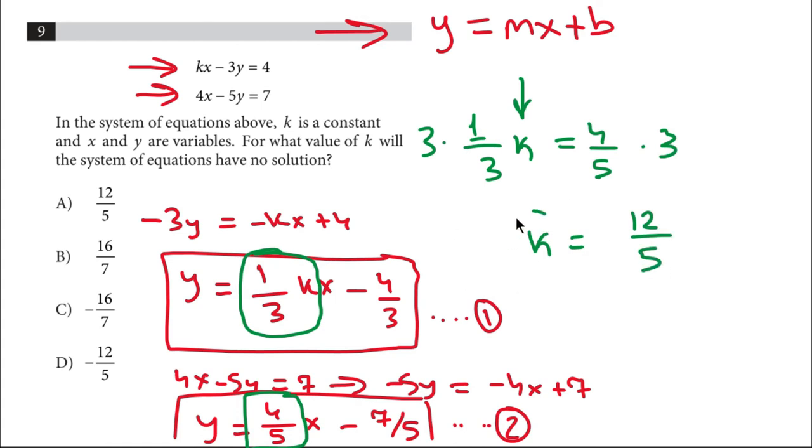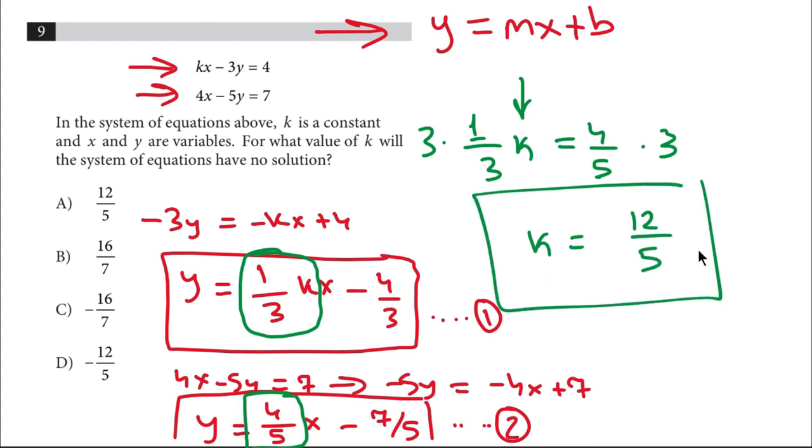And therefore when k is equal to 12 over 5, the slopes of the two lines are going to be equal, and therefore these two lines will be parallel and never cross each other. So the system of those linear equations will never have a solution. Therefore choice A is the correct one.